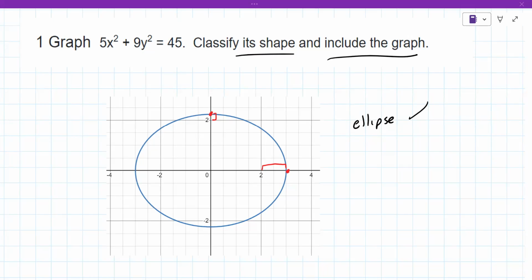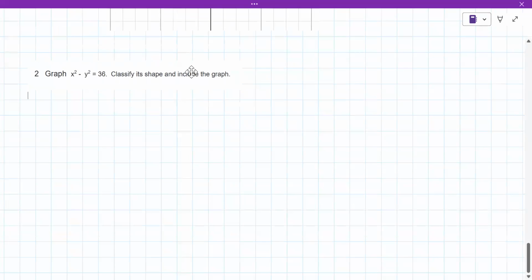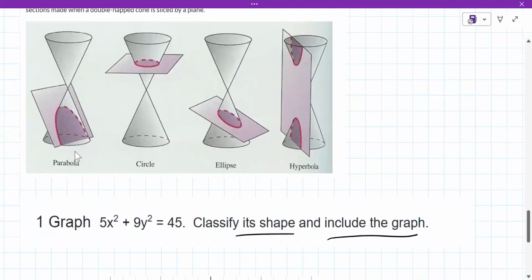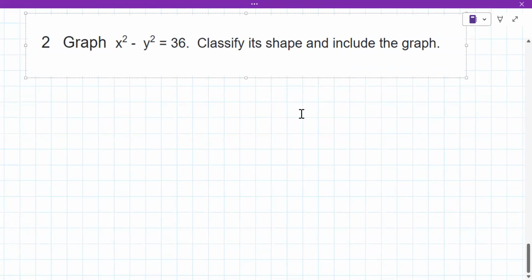All right, so now you're going to create a new graph. We're going to create a new graph. So go to your Desmos again, go ahead and graph this, and then decide, okay, well, what is it? Is it a parabola, circle, ellipse, or hyperbola? Again, should be kind of clear when you look at it, but compare it to your notes there.